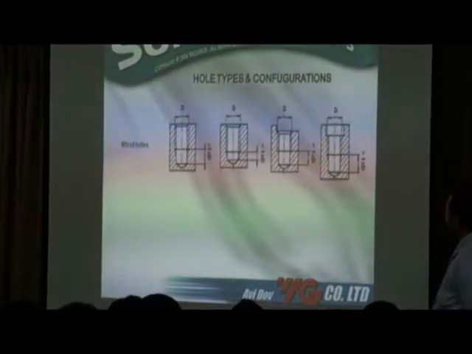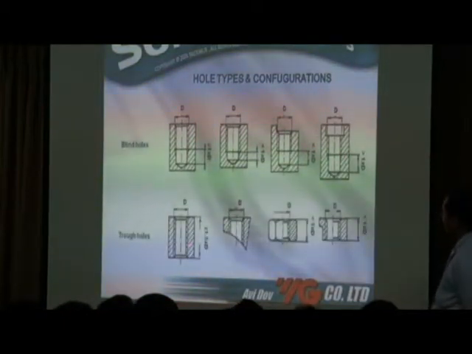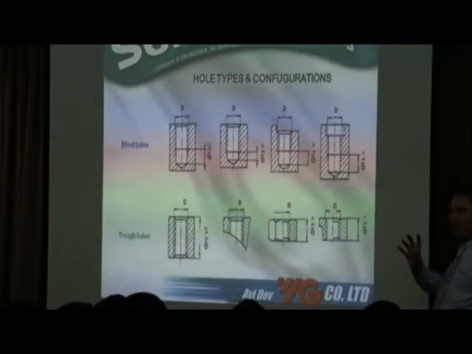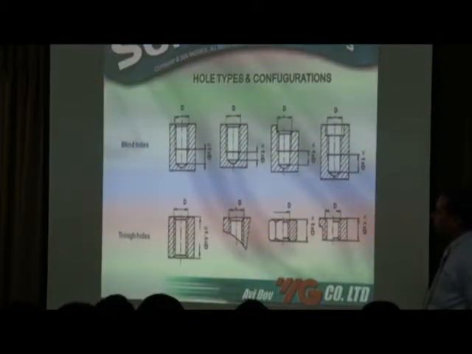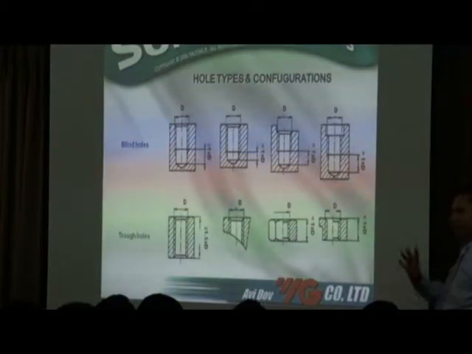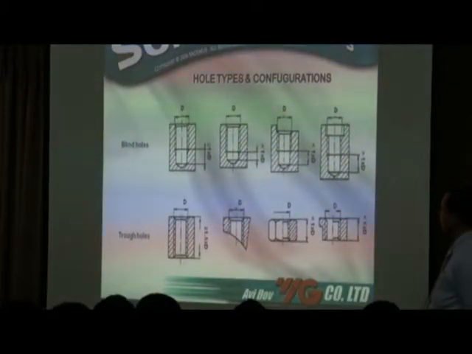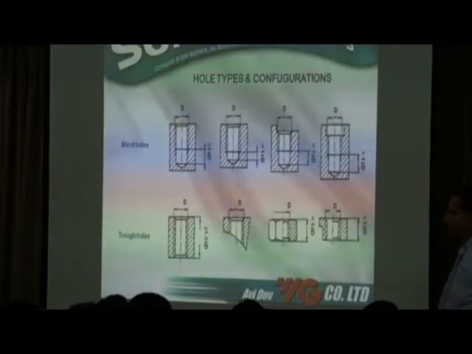Which type of holes do we have? We have the blind holes and we have the through holes. In tapping, a depth of 1.5 to 2D is the normal depth of threading. From 2 to 3D is the medium depth of threading. And over 3D is high depth of threading.